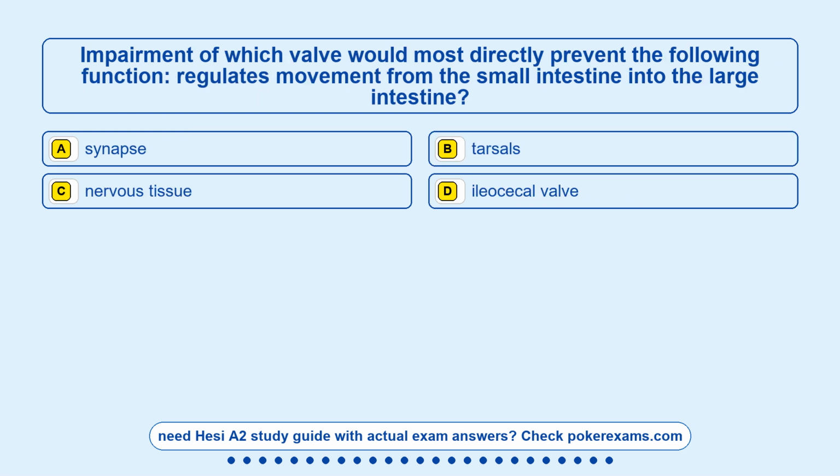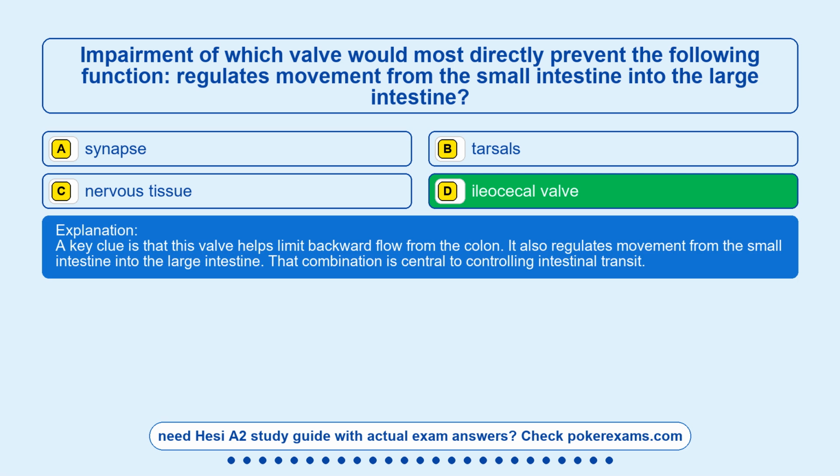Question 12. Impairment of which valve would most directly prevent the following function? Regulates movement from the small intestine into the large intestine? Option A, synapse. Option B, tarsals. Option C, nervous tissue. Option D, ileocecal valve. The correct answer is option D, ileocecal valve.